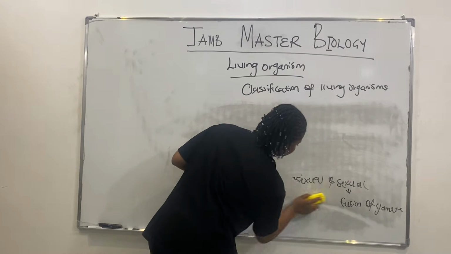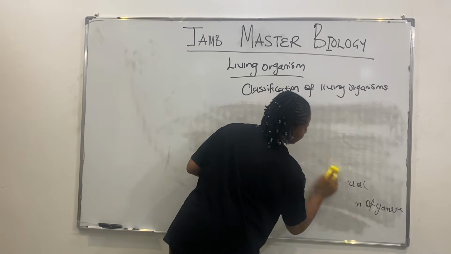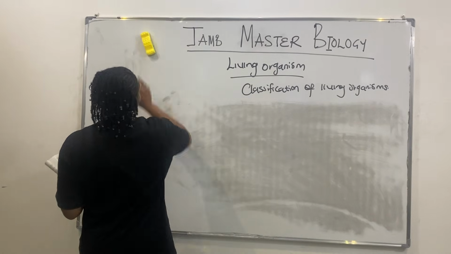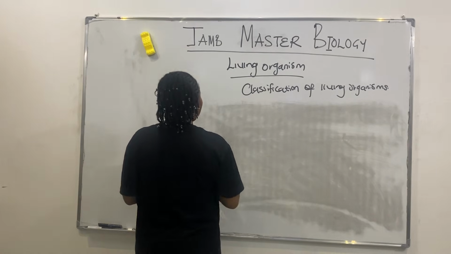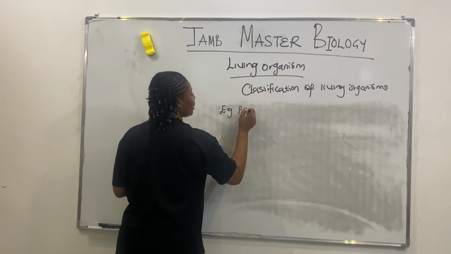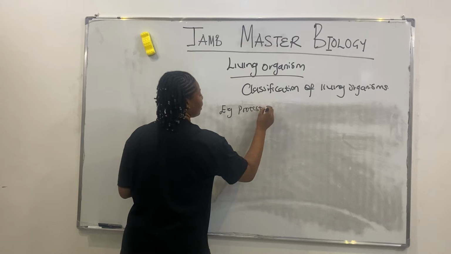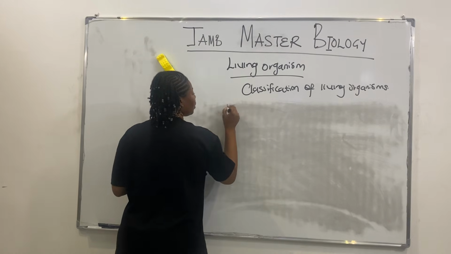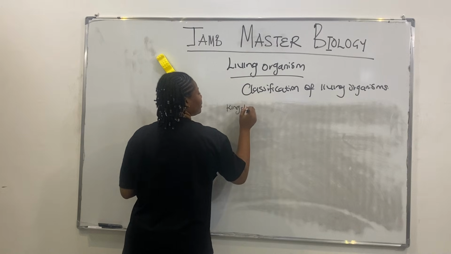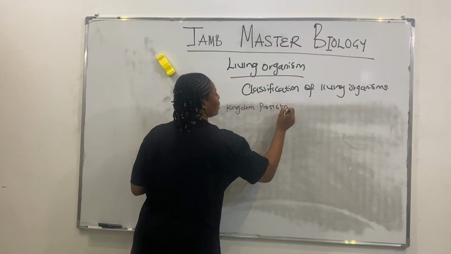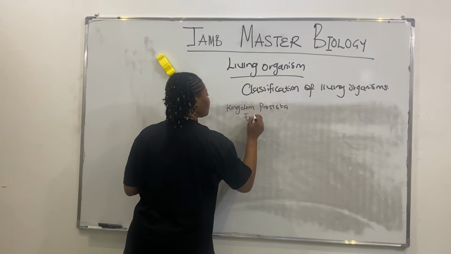Remember, please try to understand, but don't cram. Biology is sweet when you understand it. So we look at euglena. Remember that euglena is an example of what? Protista. Kingdom Protista. Euglena is under kingdom what? Protista. We are looking at euglena.